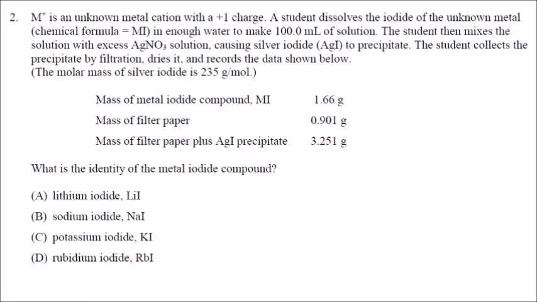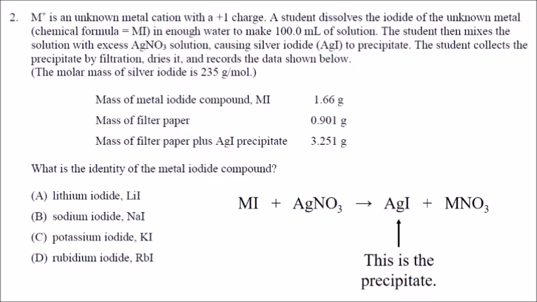In number 2, we have a metal iodide compound with the formula MI, and the charge on the metal is +1. It is dissolved in water and then reacted with excess silver nitrate, and it forms silver iodide as a precipitate. So the balanced equation for what's going on in this experiment is MI plus AgNO3, and it produces AgI and MNO3. So the silver iodide is the precipitate. Since we don't know the identity of the mystery metal, we have to figure out how many moles of silver iodide were produced. Then we can figure out that must be the number of moles of MI that reacted.